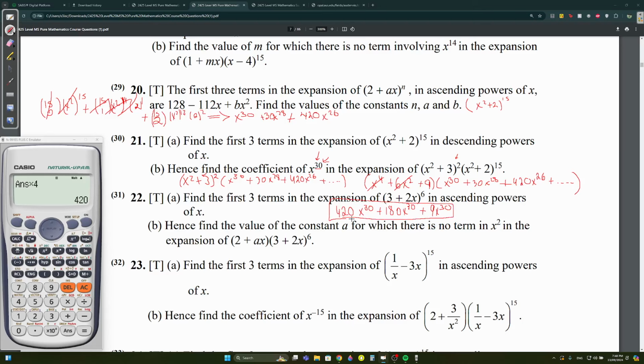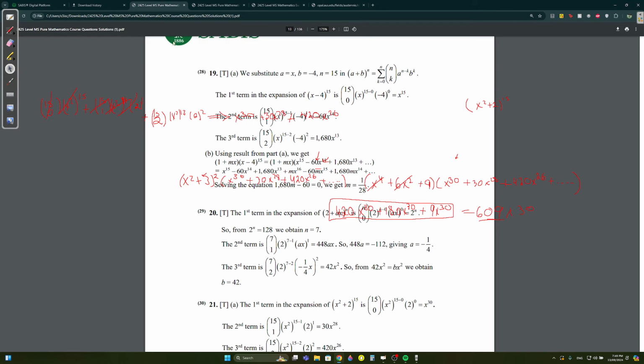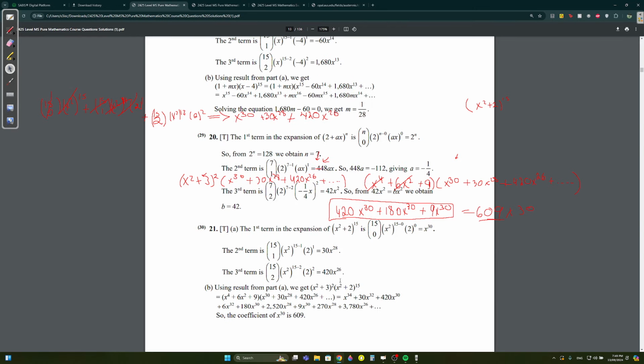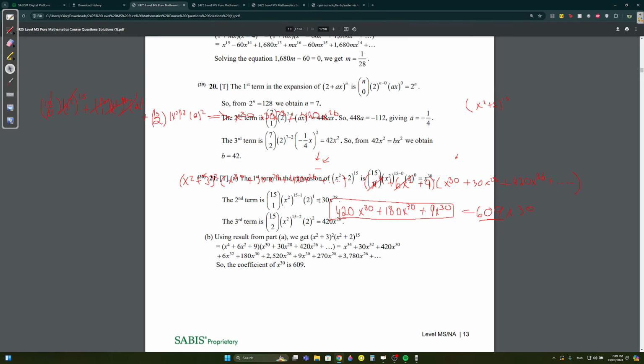We want the final coefficient of it. So we just add them up, right? So 420 plus 180. It should just be 609. But let's just make sure. Yeah, 609. X to the power of 30, so the coefficient is 609. Yeah, 609. Here they fully expanded.